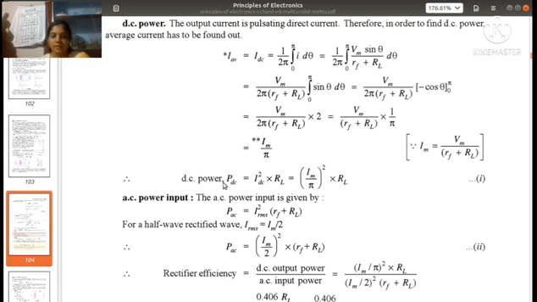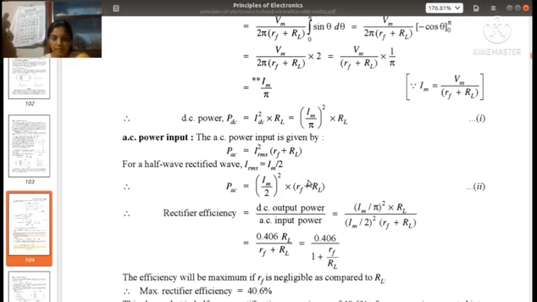So the DC power can be represented by either V into I or I square R. Here the DC power can be represented as I square into RL. So I square is Im by pi whole square into RL. So this term is the DC power at the output: Im by pi whole square into RL.